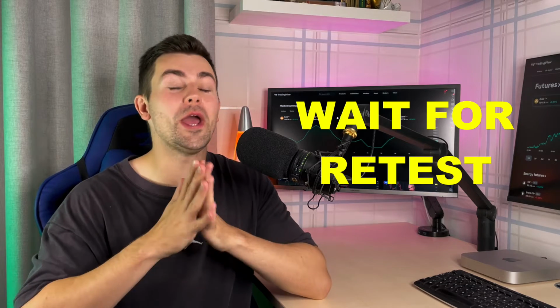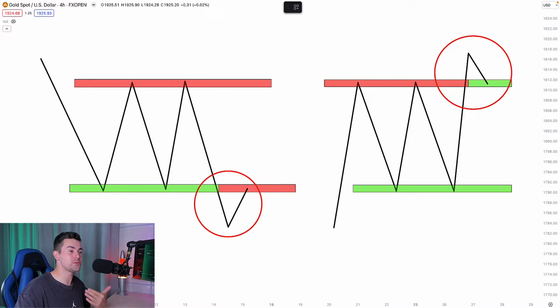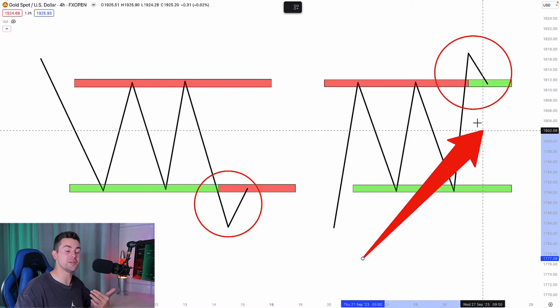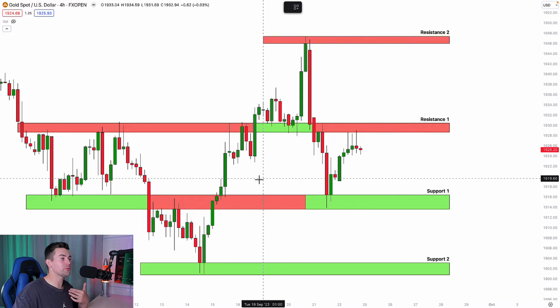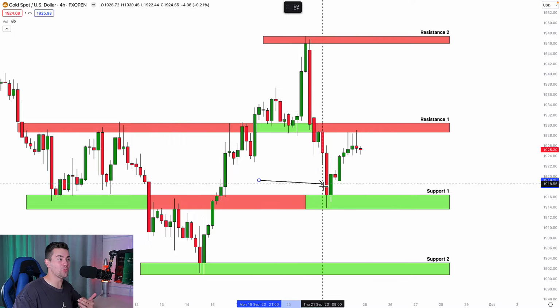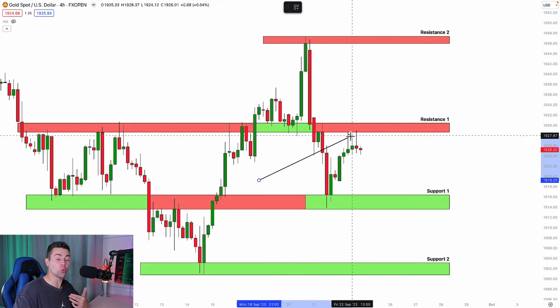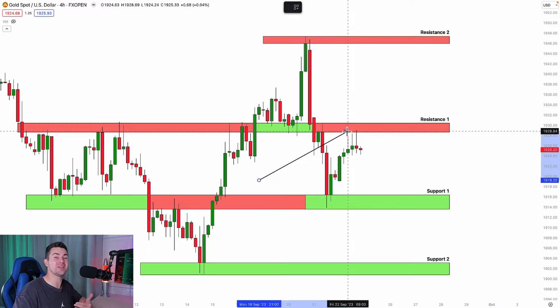Number 3. Wait for a test of a broken structure. After you spotted a confirmed structure breakout, wait for its retest. Here in gold, after a breakout of that support, the price dropped, and currently you can spot that the market is retesting the broken structure.